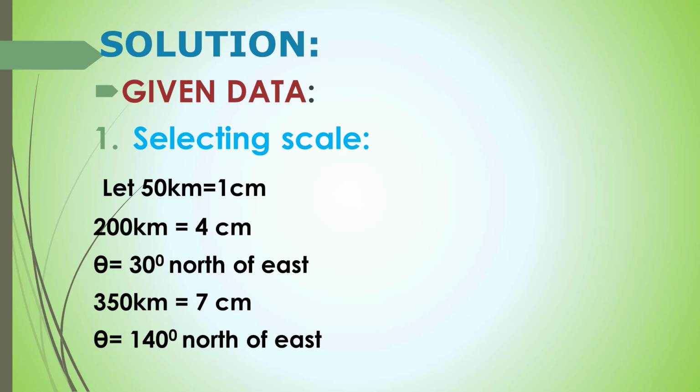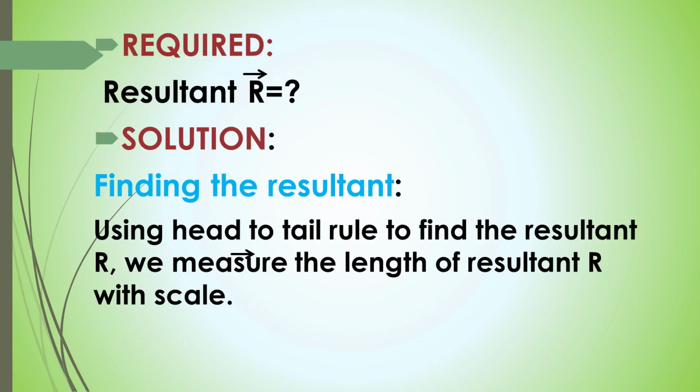So we have taken 50 kilometers equal to 1 centimeter. That's why 200 kilometers is equal to 4 centimeters and 350 kilometers is equal to 7 centimeters. We have selected a suitable scale, and after that we write down the required data. Resultant is required, and the solution is finding the resultant.